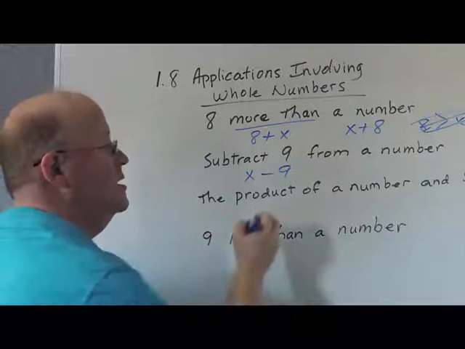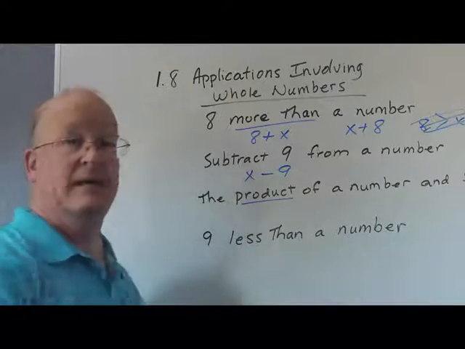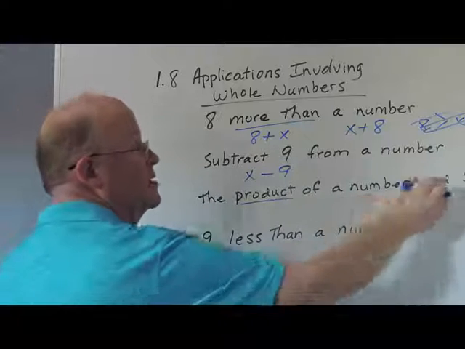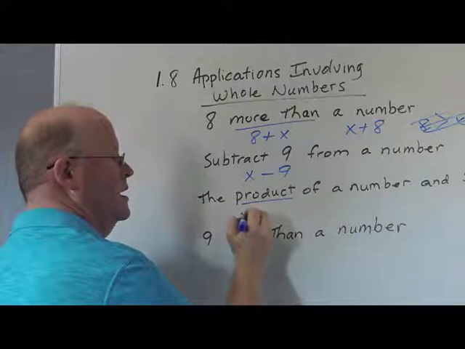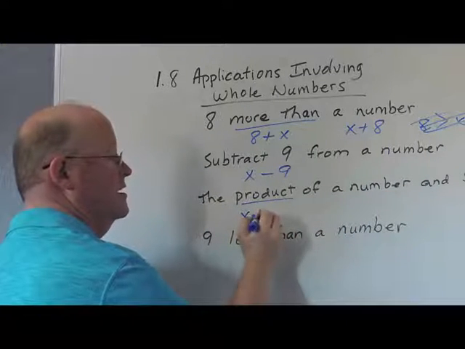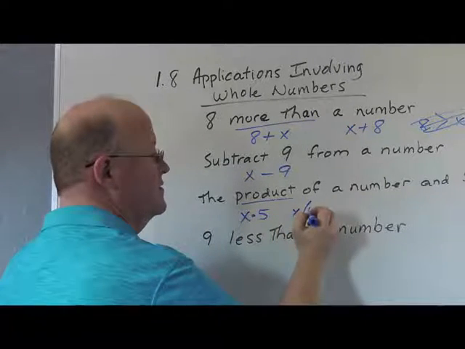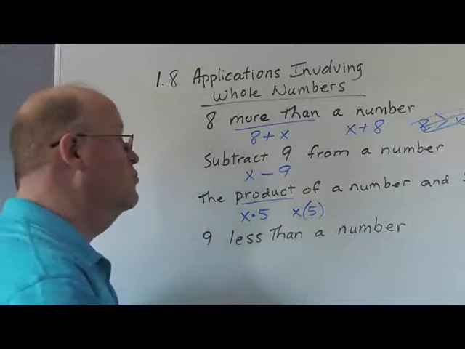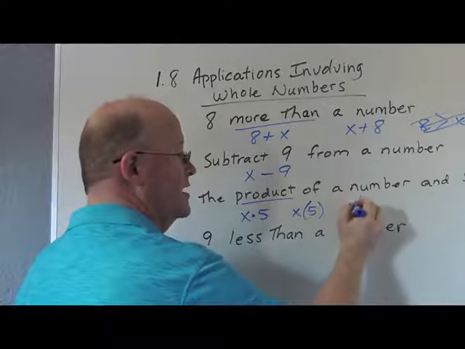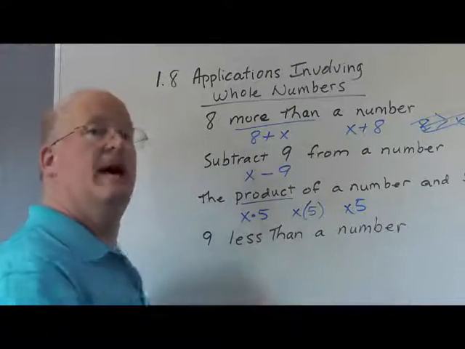In this next one, product refers to multiplication, so we're multiplying a number and 5. So we could go x times 5 that way. We could write x times 5 using parentheses. What we cannot do is go x5. Okay, that is bad notation.